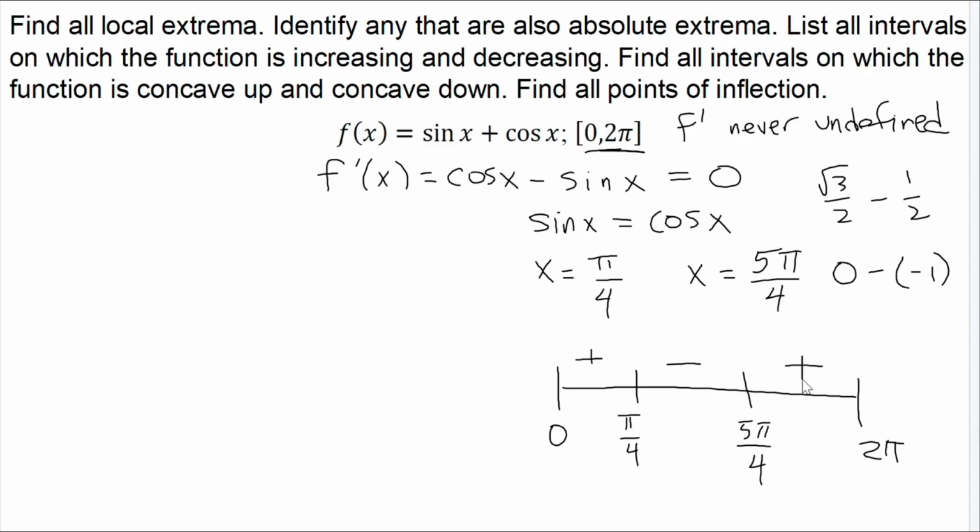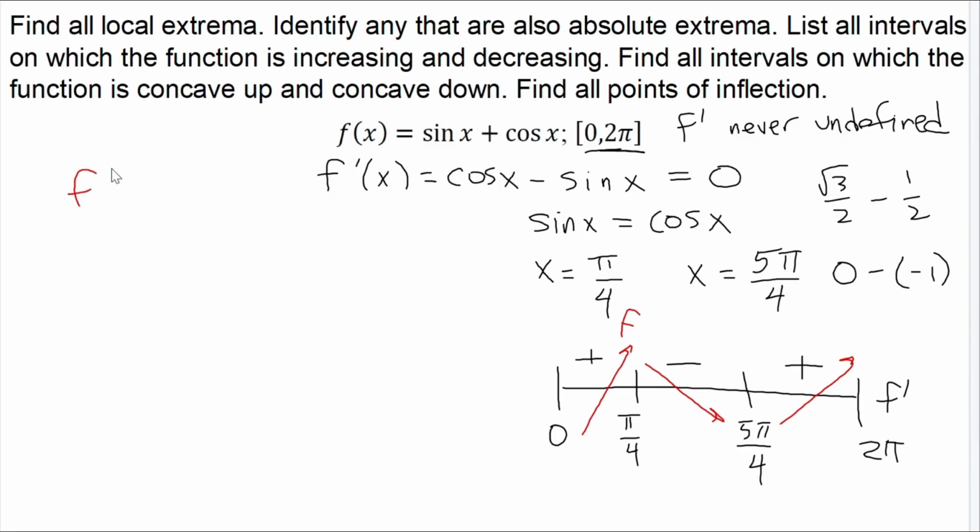So now we can see that our function is going to increase. I'm going to use a different color for that so we can distinguish between it being our function and our derivative. Our function increases, then it decreases, then it increases. And we'll, of course, need to figure out the values at pi over 4 and 5 pi over 4.